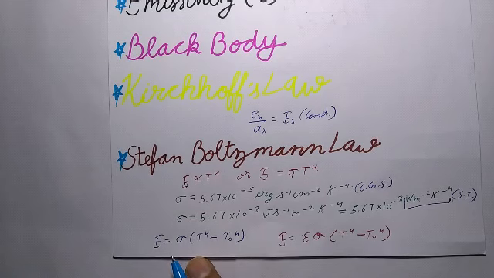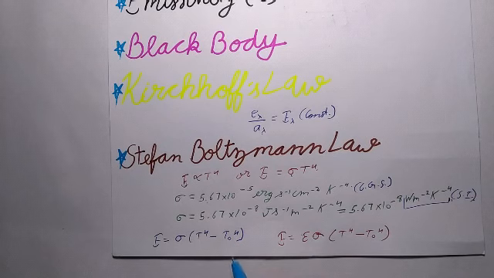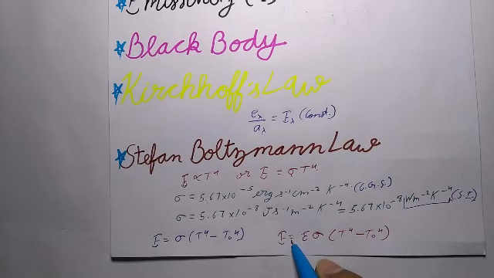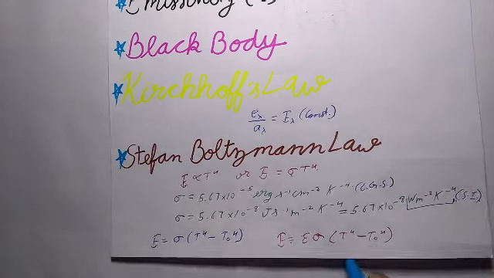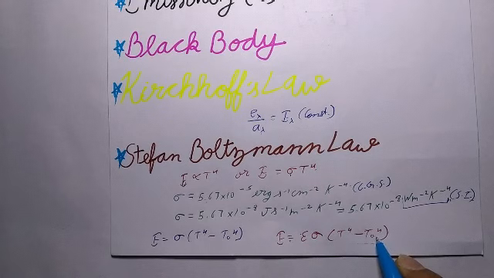If a perfect black body at temperature capital T is placed in an enclosure at temperature T naught, then the net amount of energy radiated per second per unit area by the black body is given by this: E equals sigma times T to the power 4 minus T naught to the power 4. And if the black body and the enclosure are not perfect black bodies and have relative emissivity, then this is the equation representing the same: E equals epsilon sigma times T to the power 4 minus T naught to the power 4.